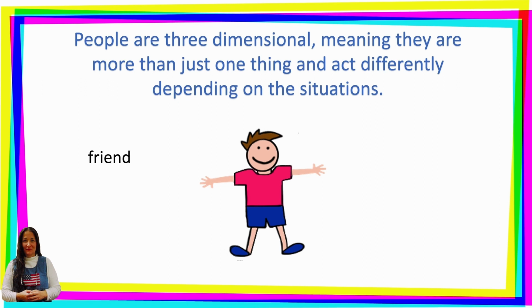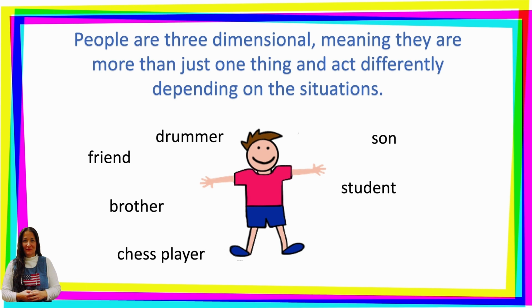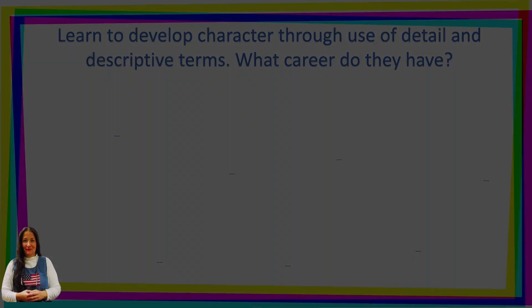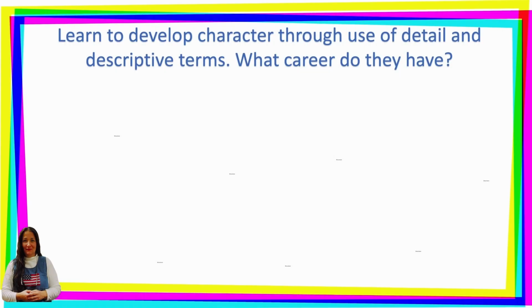This boy is a friend, a brother, a chess player, a drummer, a son, a student, a soccer player, a dog owner. You see, the character is three-dimensional. It has many talents and meaning to other people. Learn to develop character through use of detail and descriptive terms.